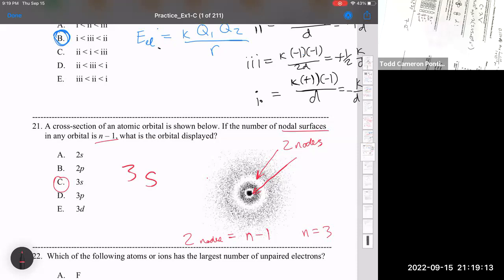Oftentimes, clues like this that aren't necessarily as emphasized in class are given. We try to make sure that all the questions hit high yield things, but sometimes there is the occasional, hey, just as a reminder. Maybe, maybe not is technically covered.